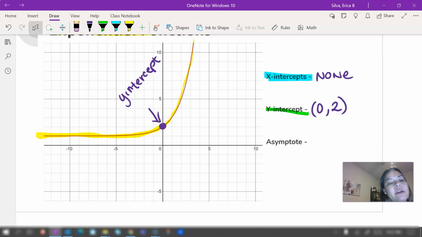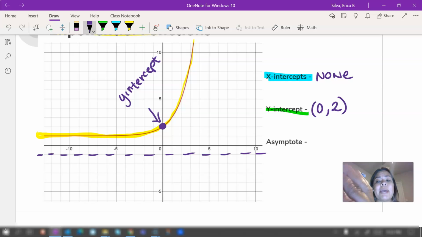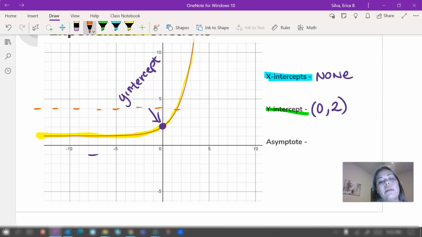So let's go over here and let's just draw it down here, this imaginary line. Notice how the graph is not touching it, but my graph, the yellow one, is not approaching it either. There's this huge gap between them. So that's not where my asymptote is. If I draw it, let's say I draw it up here. Okay, well, that imaginary horizontal line is intersecting the graph, so that can't be our asymptote either.